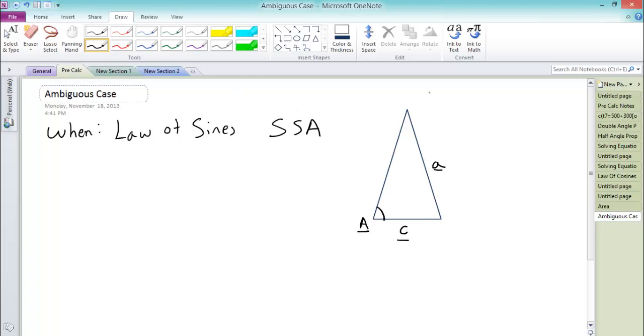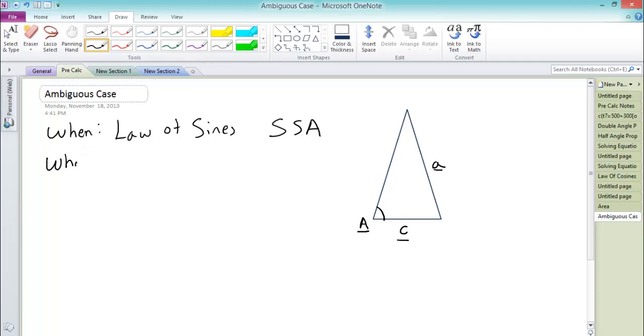Angle, side, also affectionately known as the Monkey Theorem. I'll let you guys figure that one out on your own. So that's when we could have an ambiguous case. Now let's discuss what can happen.